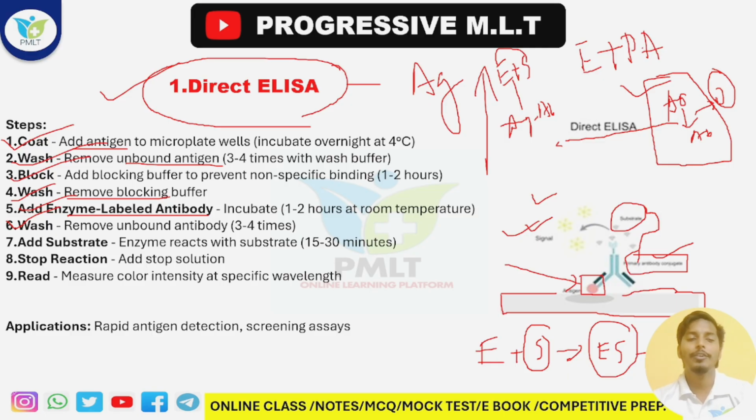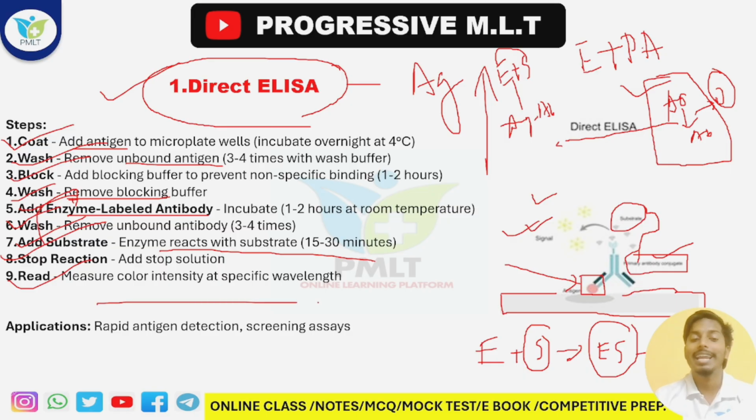Got it. After that, we have to add the substrate. This substrate will react with the enzyme. After that, the reaction will occur. Then we have to add the stop solution, because without adding the stop solution, the color keeps developing. Got it. So we have to add the stop solution. After that, we will read it through the ELISA reader.